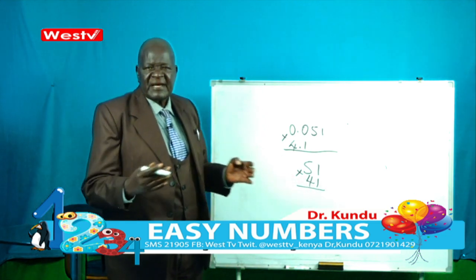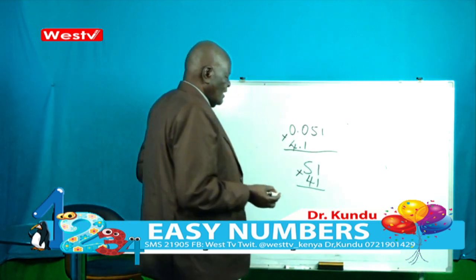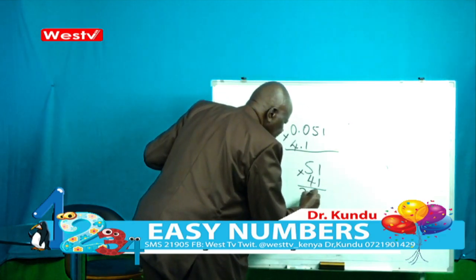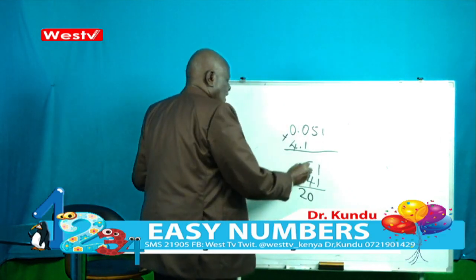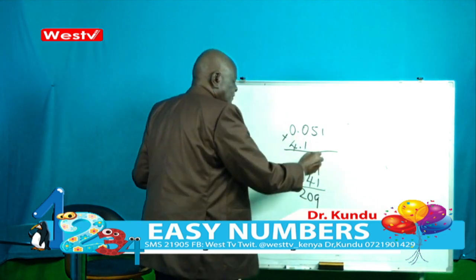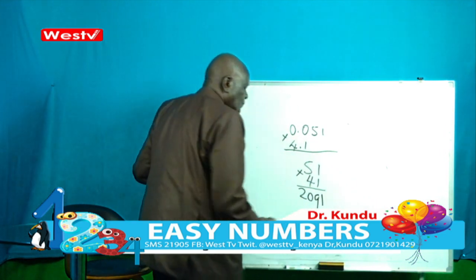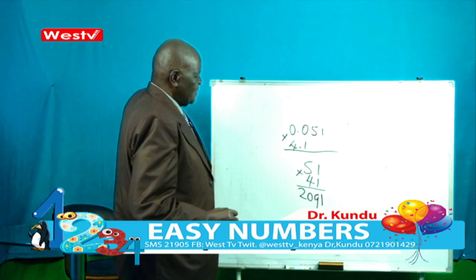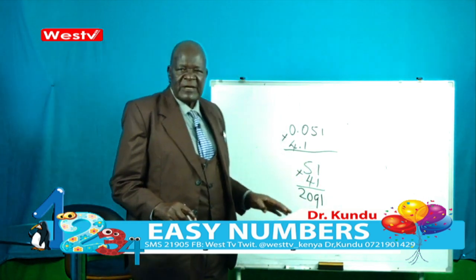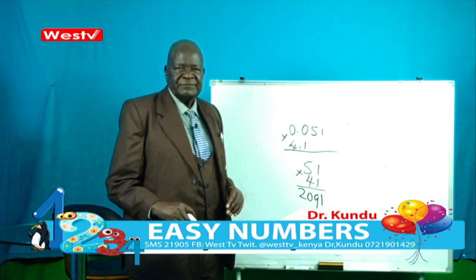How did I see that answer? 5 times 4 is 20. 5 plus 4 is 9. And then you just drop 1. So the answer of plain numbers 51 and 41 is 2091.